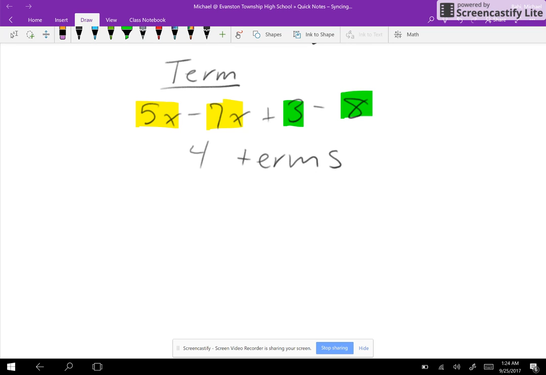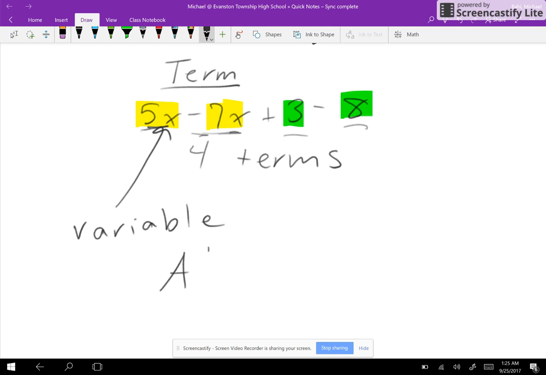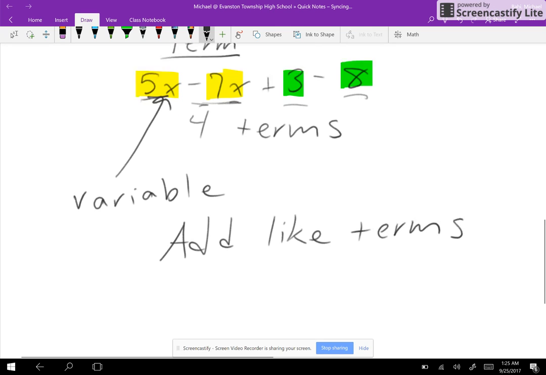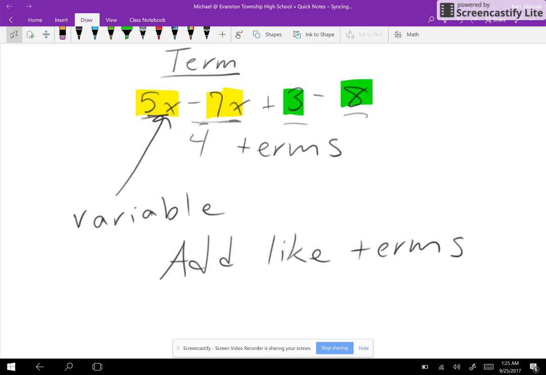So in algebra, the most common variable that they use is x. It's a variable. X can be anything. It can be whatever you want it to be. It could be burgers. x just means something. So here we had 5 of something. We lost 7 of that same something. Now the 3 and the 8 don't have x, so they don't have that something. So when we add like terms, we're only making it simpler and combining the ones that are alike.